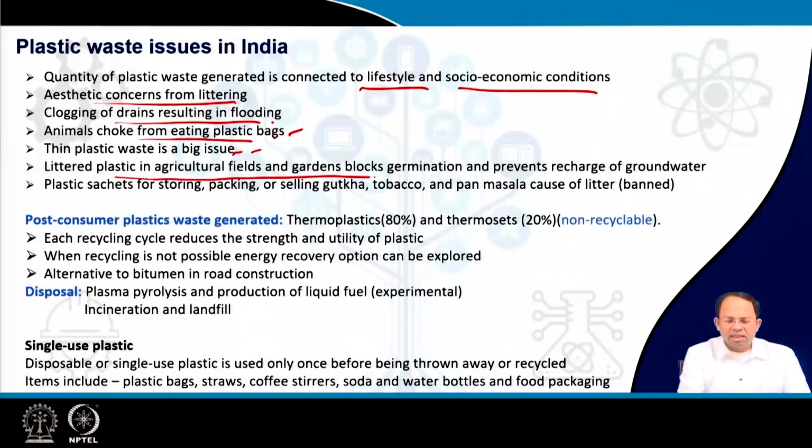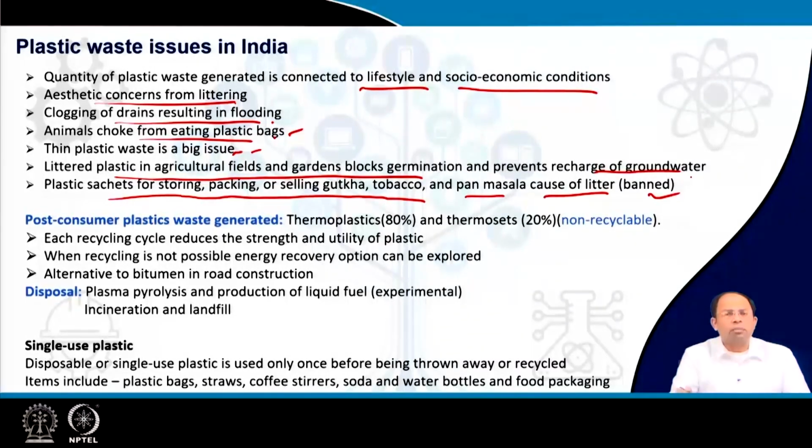Littered plastic in agricultural fields and gardens blocks germination and prevents recharge of groundwater, for obvious reasons. That means the water cannot penetrate through the plastic. Plastic sachets for storing, packing and selling gutkha, tobacco, pan masala cause a lot of litter, and now these are being banned.